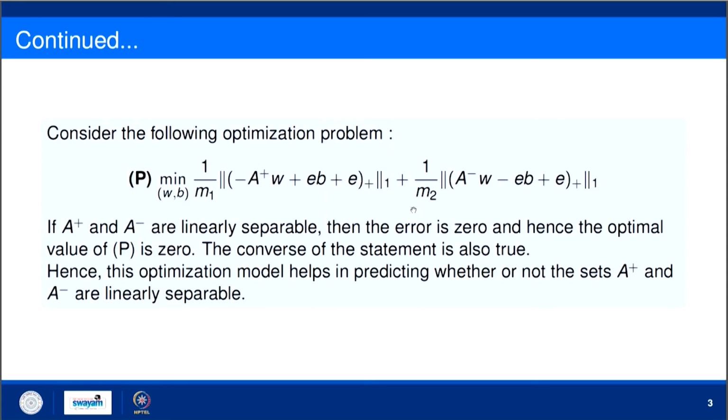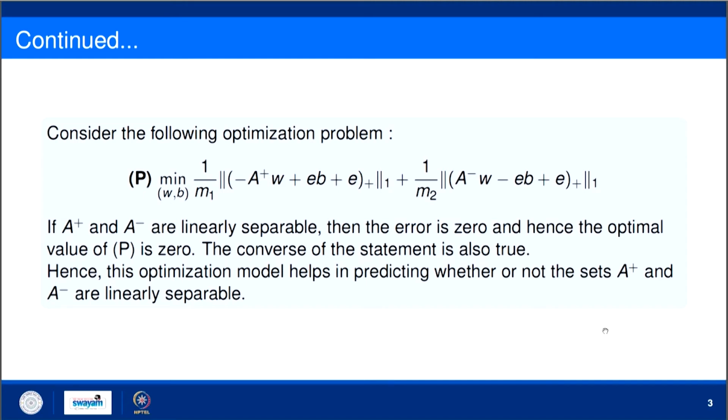Okay. So, here the same thing is there: if A plus and A minus are linearly separable, then the error, as we are calling it, is 0, and hence the optimal value of p is 0. The converse of the statement is also true. If it is 0, then the error will be 0. Hence, this optimization model helps in predicting whether or not the sets A plus and A minus are linearly separable.